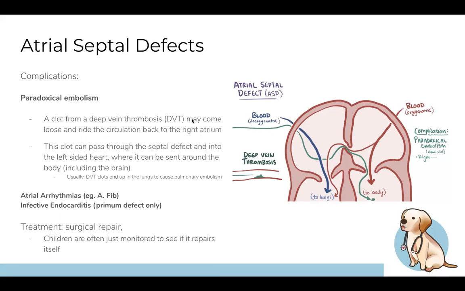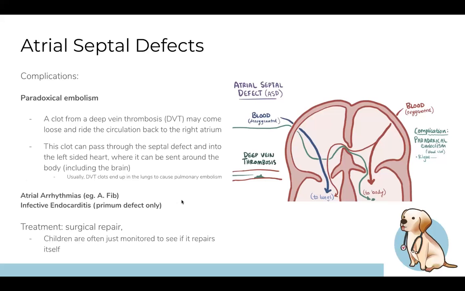So with a deep vein thrombosis, if you have a little bit of a clot, it can come loose and rise through the circulation all the way back into the right atrium. This can cross into the septal defect and into the left side of the heart, which can then be sent to the brain. Whereas usually your DVT will end up going to the lungs and causing a pulmonary embolism where it gets stuck in the lungs. But the reason why it's called paradoxical is because it shouldn't end up in the brain, but it can. I hope that made sense. Let me know if that didn't make sense.